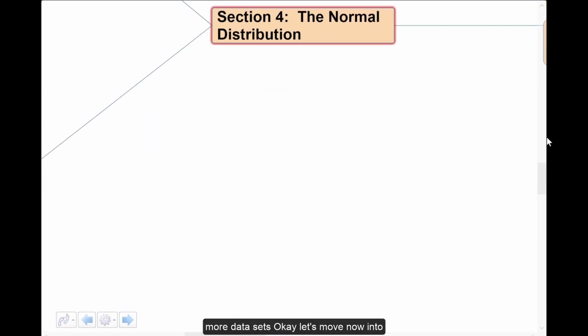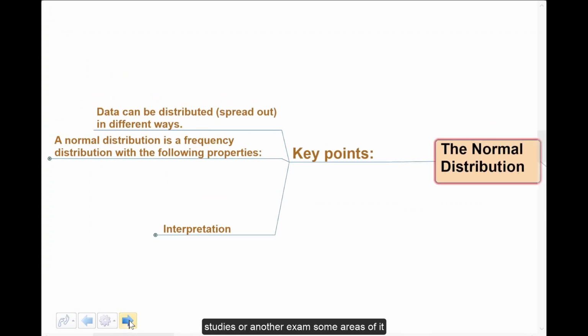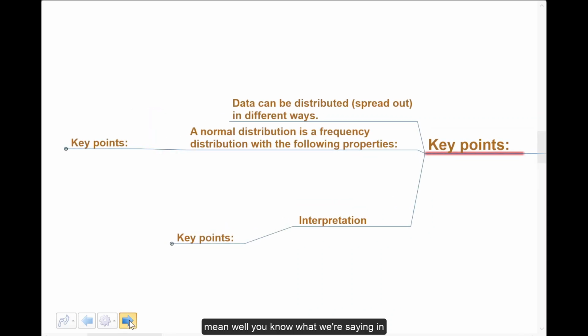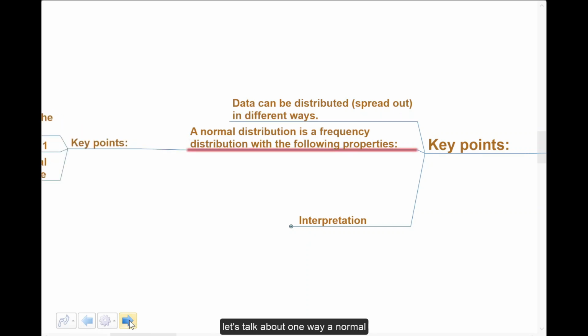Okay, let's move now into the normal distribution. This may be something that you're familiar with, possibly in relation to past math studies or another exam. Some areas of it initially quite straightforward. The form is a little bit tricky. So what do we mean? Well, what we're saying in the first instance is that data of any kind can be spread out, as we've seen, in a number of different ways. Okay, now let's talk about one way, a normal distribution.